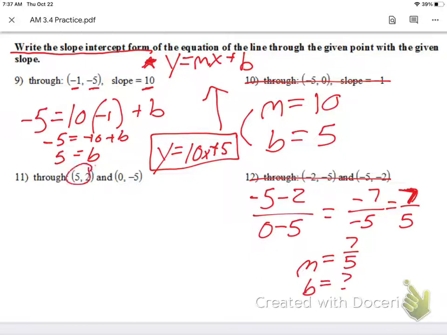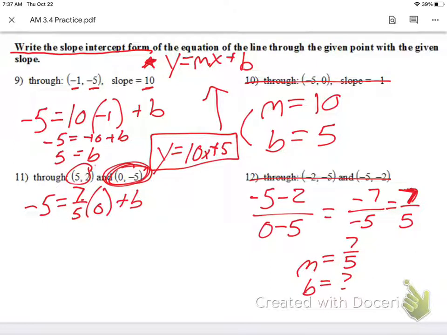So I get to pick one of these points. You can pick either one. It really doesn't matter. And what we're going to do is plug that in. I'll do this one because it's got a 0 in it. Okay, so -5 is equal to, slope is 7 over 5 times our x, which is 0, plus b.